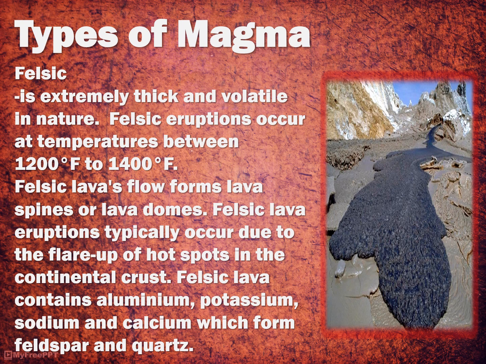Just like in the picture, parang yan po ay isang lava spine kung saan naman ay may streak lang, parang linya ng ating felsic lava, where hindi naman niya kinakalat throughout yung dinadaanan niya. Felsic lava eruptions typically occur due to the flare-up of hot spots in the continental crust, and felsic lava contains aluminum, potassium, sodium, and calcium, which form our feldspar and quartz.